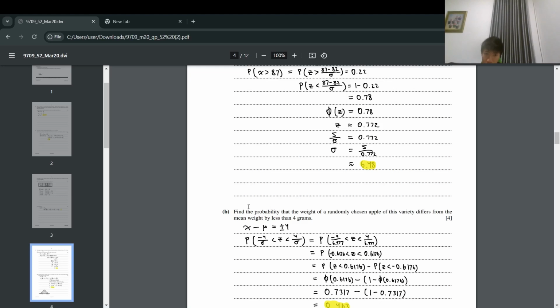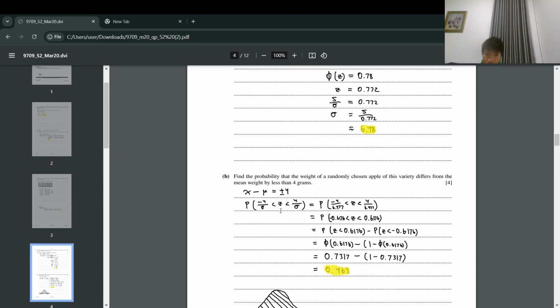Okay, for the last number, part b, find the probability that the weight of a randomly chosen apple of this variety differs from the mean weight by less than 4 grams. Okay, so basically the formula, like I said, is x minus mean over the standard deviation. And as it is said, differs from the mean weight by less than 4 grams. So the x minus mean will be plus minus 4.